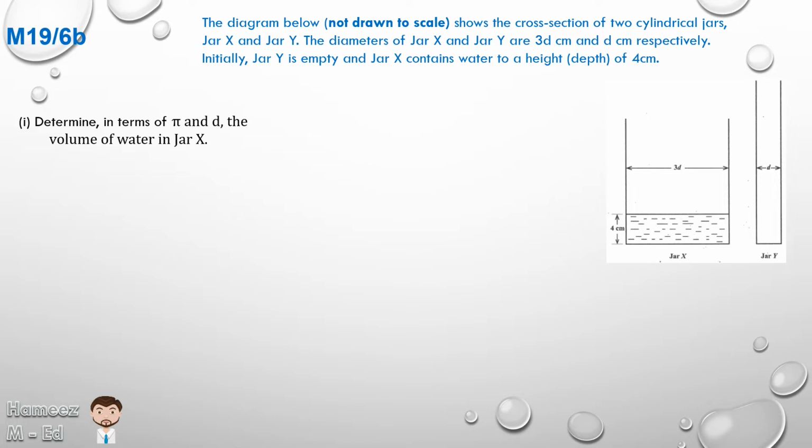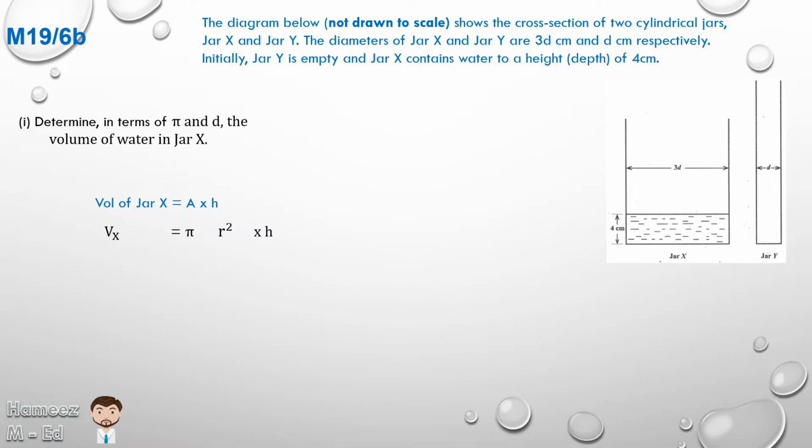So, let's look at jar X. What shape is that? That is a cylinder. And if we look in our formula sheet, they gave us the formula for the volume of a cylinder. So volume of jar X is equal to, it is a prism, area times height, and if we substitute for a cylinder, volume of X is equal to pi r squared times h.